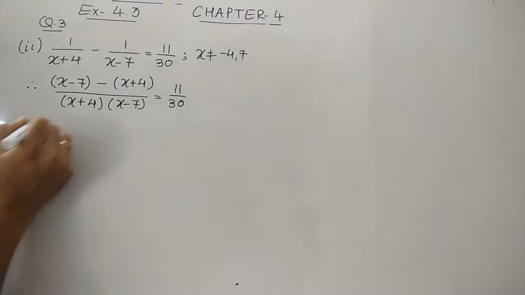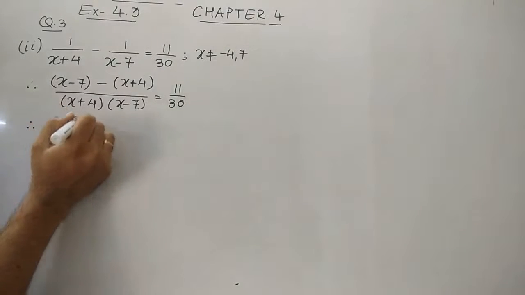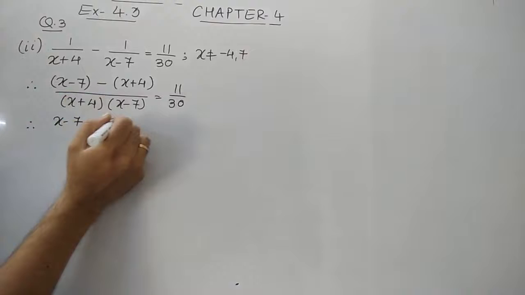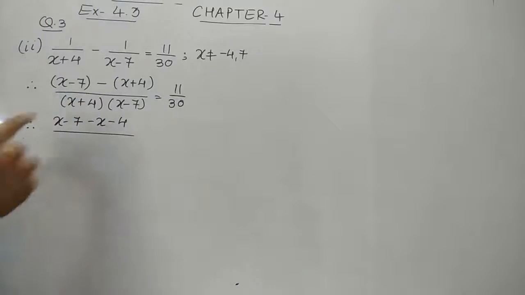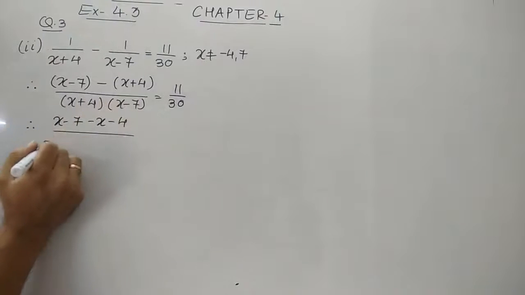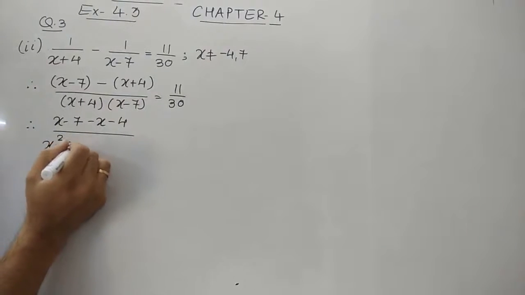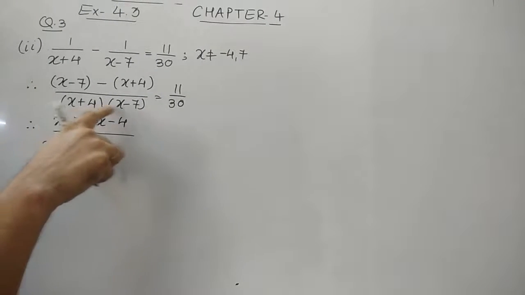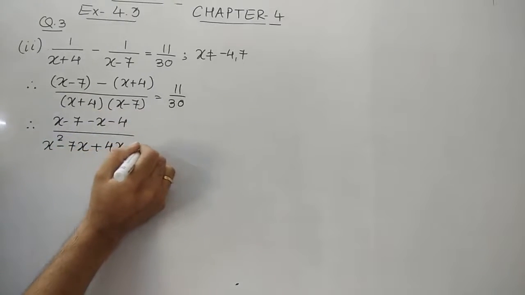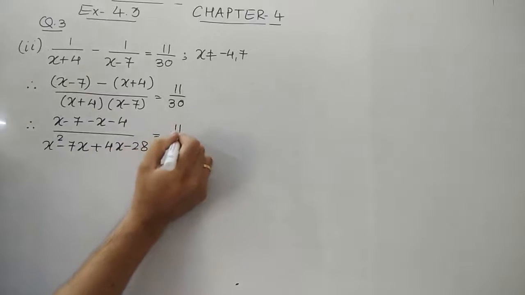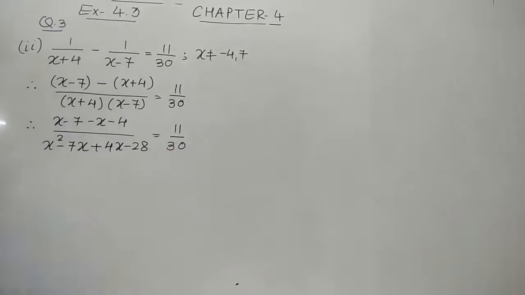So what we will do: it is x minus 7. The minus is there, so the sign has to be changed. We have to multiply x with both the terms. So it is x square minus 7x, plus 4 multiplied with both the terms, plus 4x minus 28. And this remains as it is, 11 upon 30.